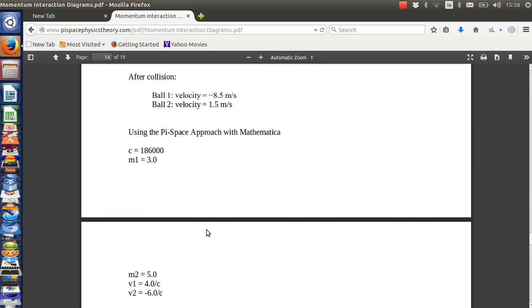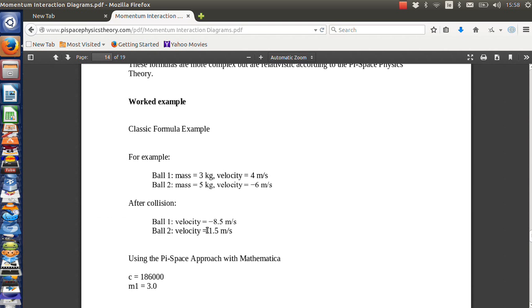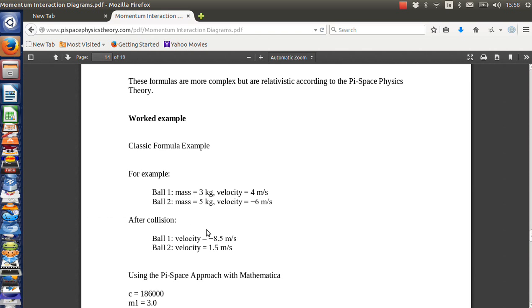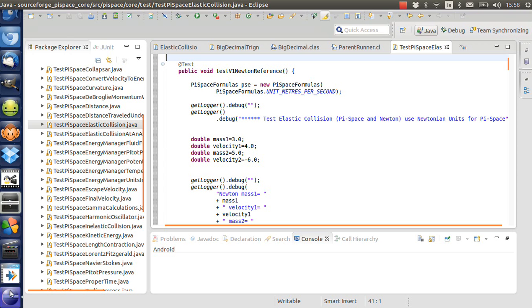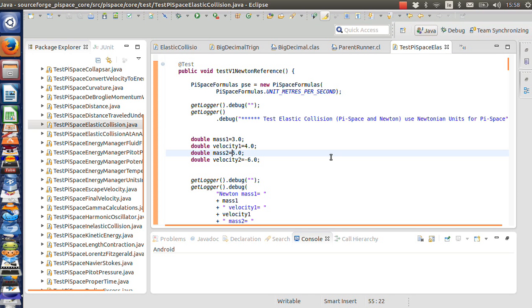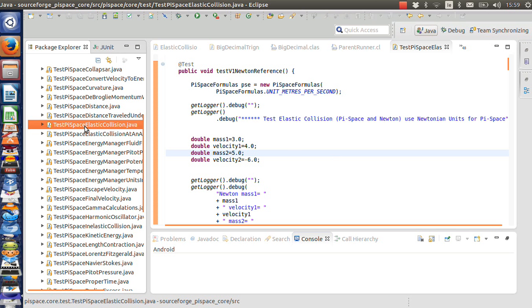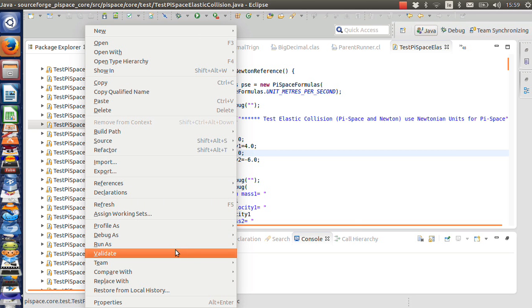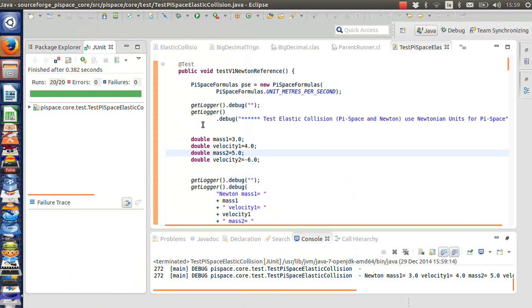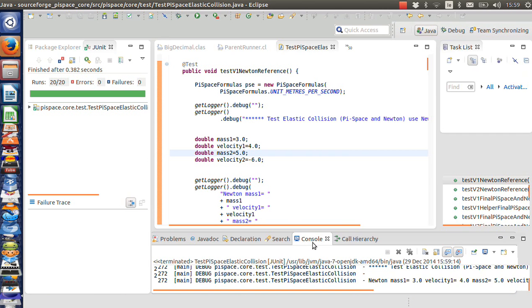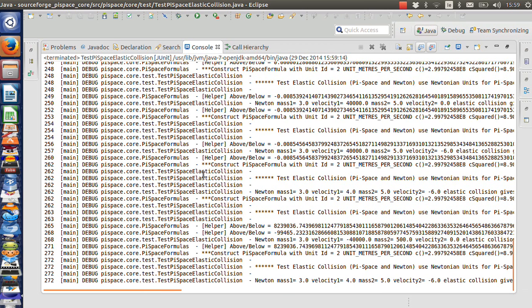The benefit, of course, according to the pi space theory, is this formula works for high velocities, not just for these smaller velocities. So what I've done, if you've been following the lectures, is implement a test class in the SourceForge documentation. It's called Test Pi Space Elastic Collision, and I have a series of tests that one can run where the methods are called in a variety of situations.